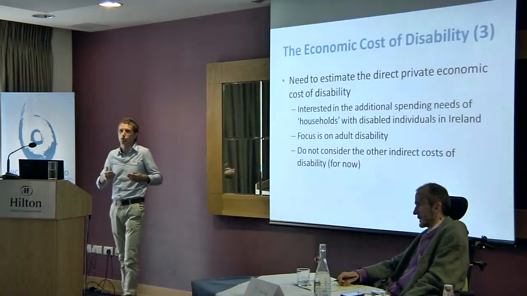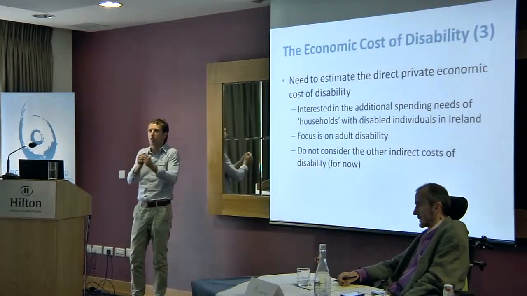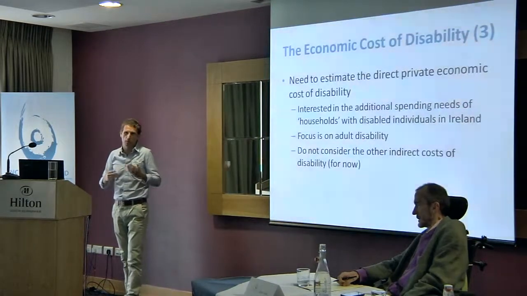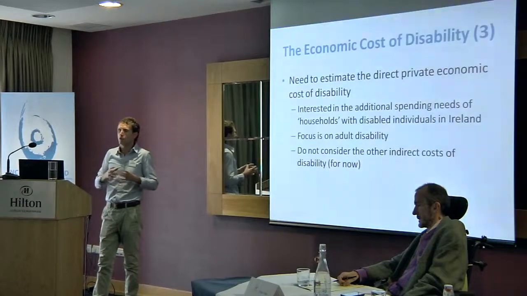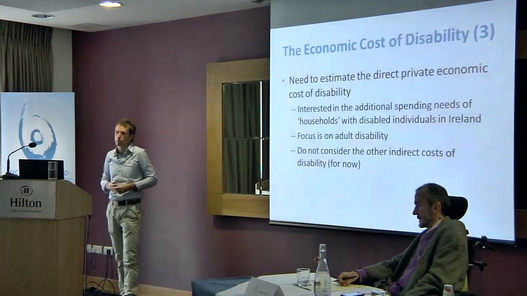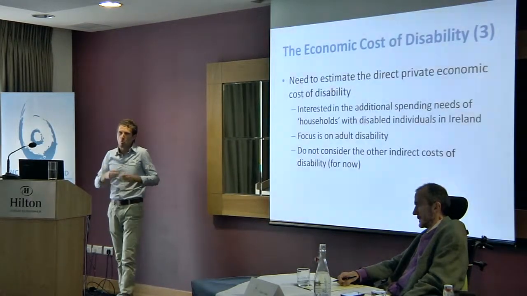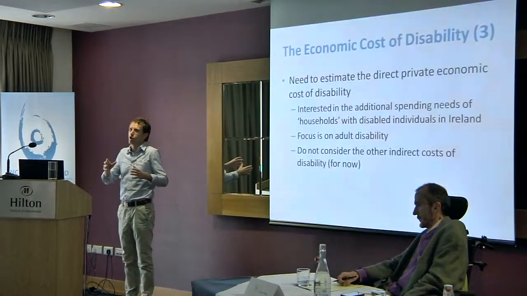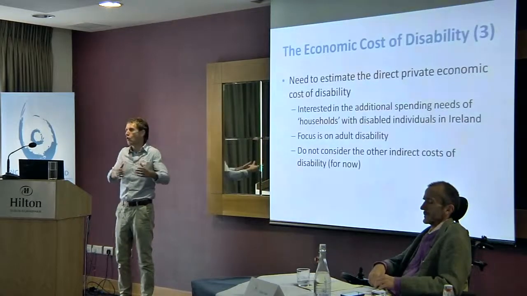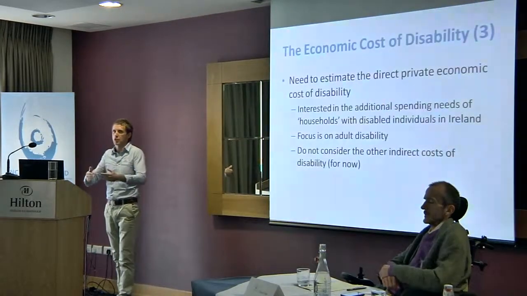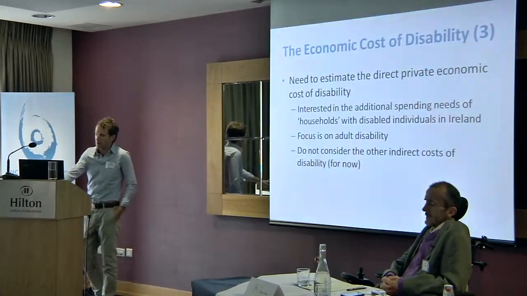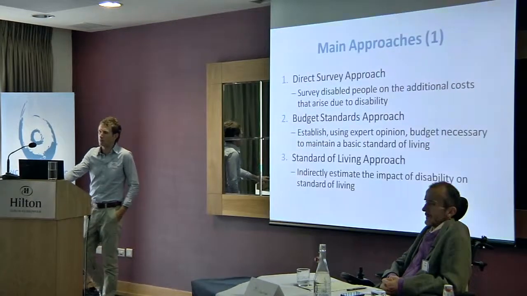So all of the analysis that we do doesn't just focus on individuals, it focuses on the households in which individuals reside. So it's a household level analysis. And the particular piece of work that I'm going to talk about today focuses on adult disability. We do additional work which considers childhood disability, which hopefully I'll have a couple of moments to talk about at the end. And in this particular piece of research, we don't consider the other indirect costs of disability that I alluded to earlier: these lower employment opportunities, education opportunities, this earnings handicap. So we're specifically focused on estimating the direct private economic costs of disability.